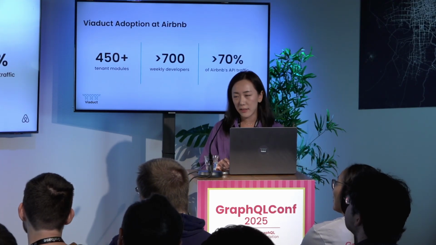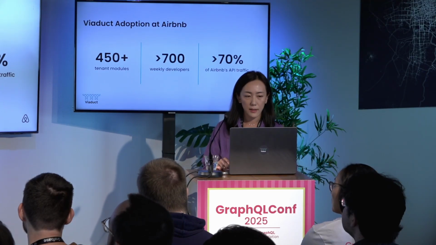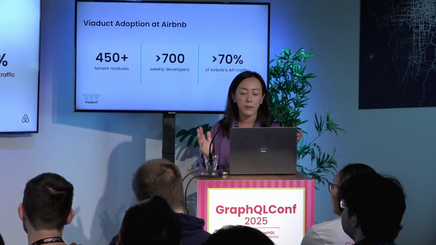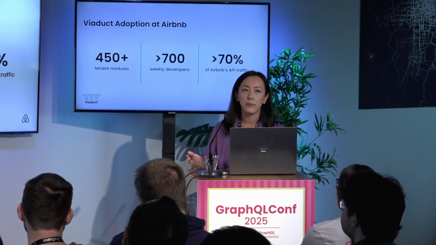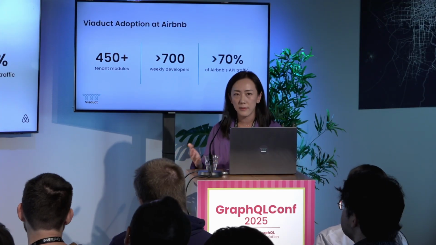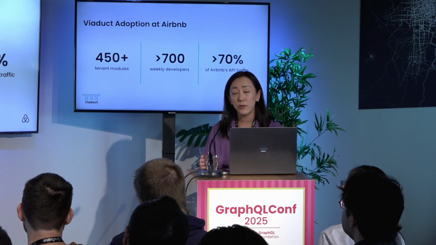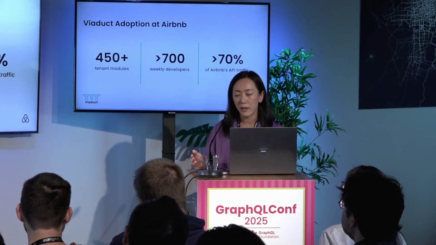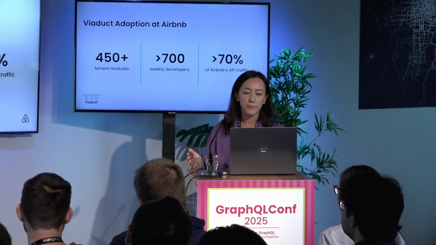So I lifted these stats from Adam's slides, and basically, Viaduct has been adopted very widely at Airbnb. It's a pretty mature platform at this stage, and we've learned a ton over the last 5 to 6 years of building Viaduct. And we're developing a new version of Viaduct, which we will be open sourcing, called Viaduct Modern. And this will be released in the next week or so.